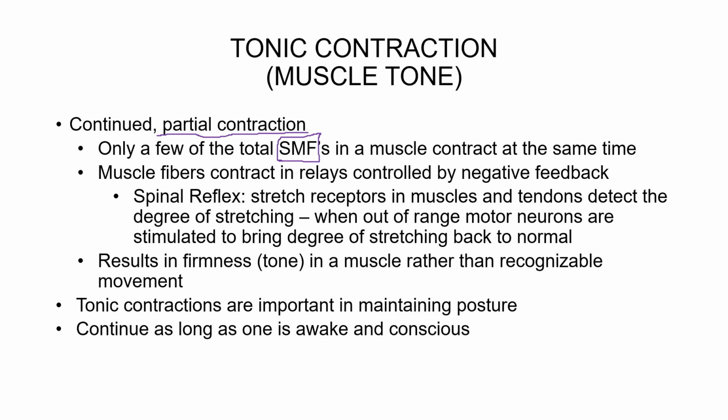And this is mediated by something called a spinal reflex. So this is a nervous system control. And as you can see, stretch receptors in your muscles and tendons detect or monitor how much your body is stretching. And then when out of range, the nervous system kind of kicks back and says, hey, don't go that far, or contract. And a perfect example is, go down, reach down and touch your toes.